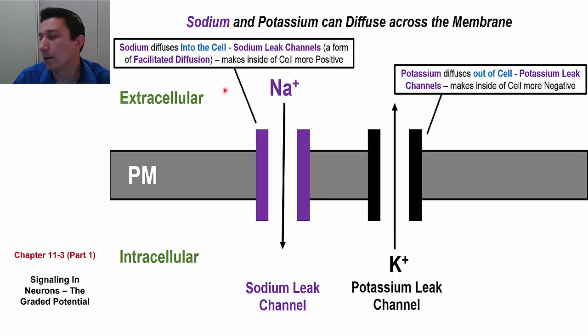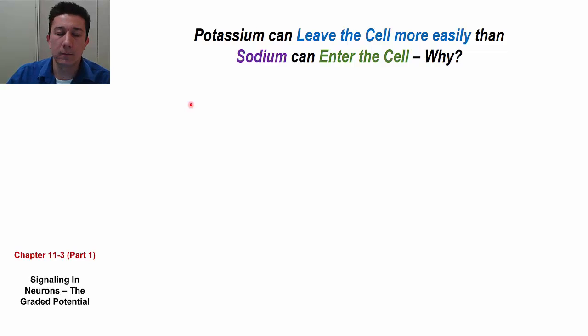Potassium can leak out of our cell. Potassium also being a positive charge, with positive charge leaving the cell, that means the inside of our cell is going to become more negatively charged. Right? So with potassium leaving the cell and sodium entering the cell, how do we still end up with the negative voltage that is our resting membrane voltage? And recall that potassium can leave the cell much more easily than sodium can ever enter the cell. And why is that?